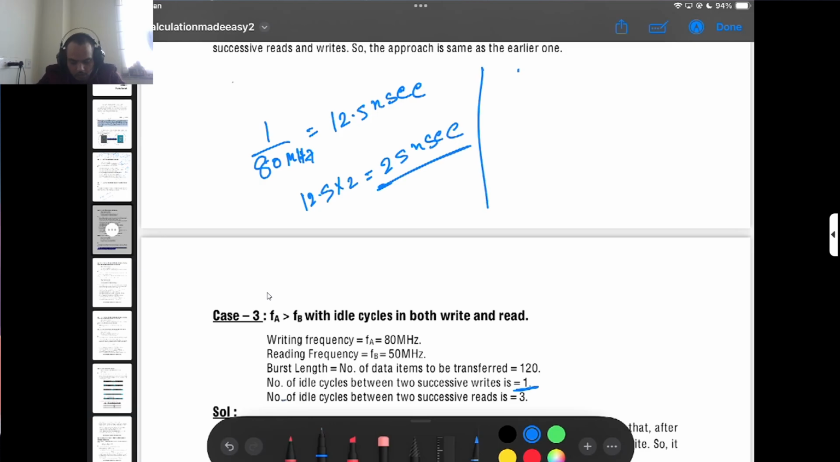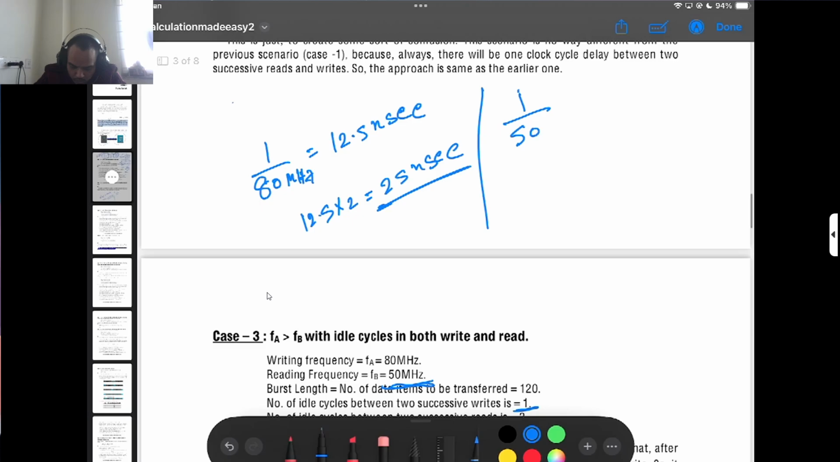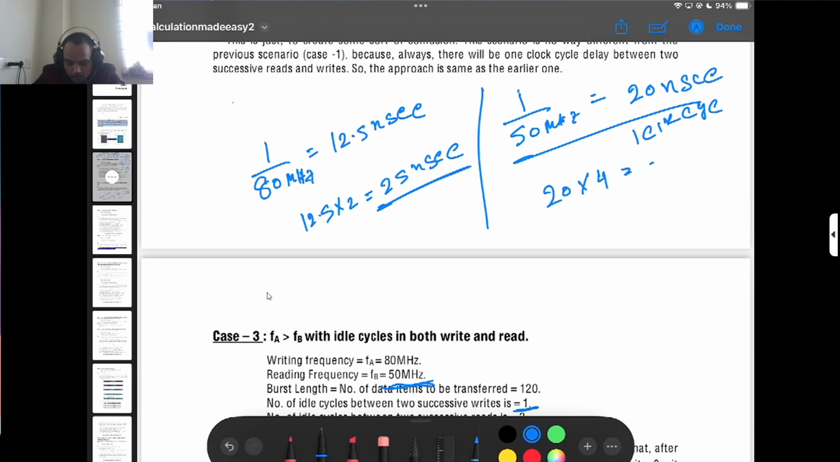And what is the receiving or reading? That is module B. Module B requires 1 by 50 megahertz, so it's 20 nanosecond for one clock cycle. My data receiving time is 4 clock cycles, so 20 into 4, that is 80 nanosecond for receiving.